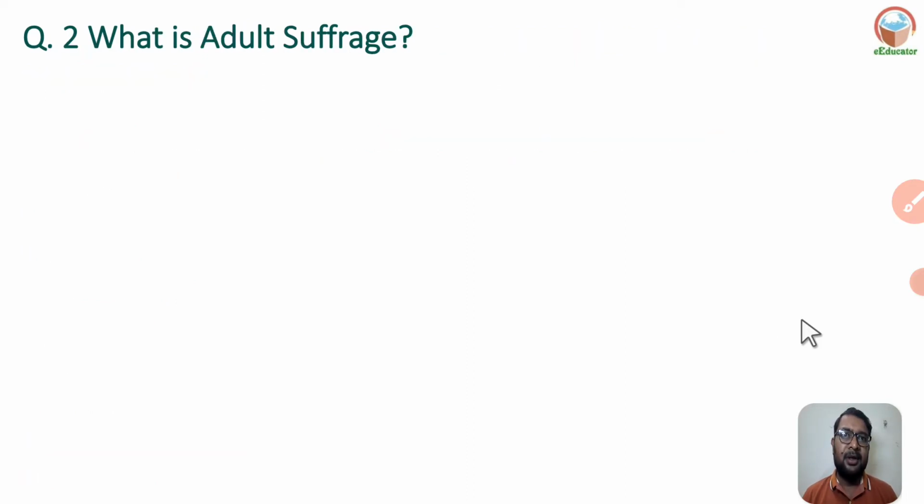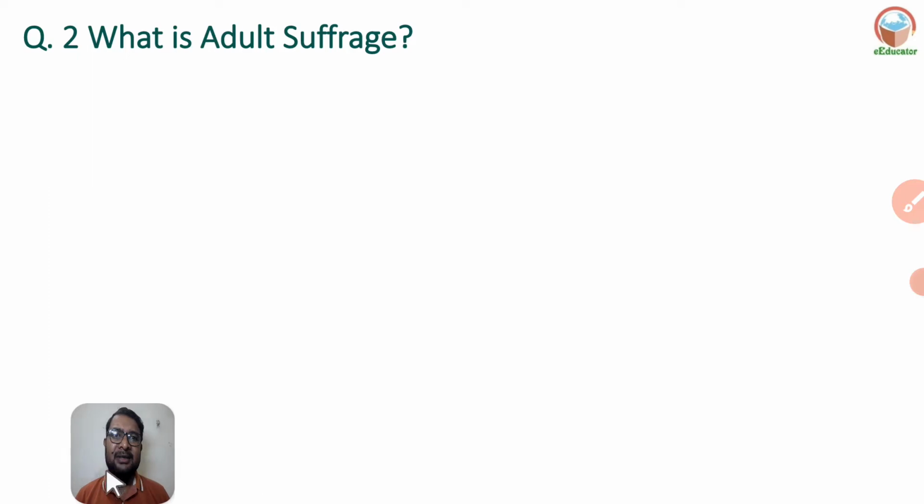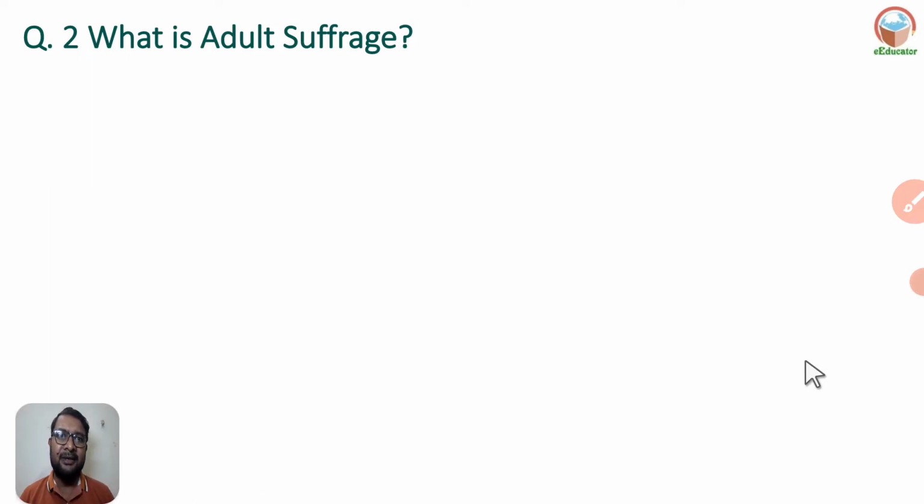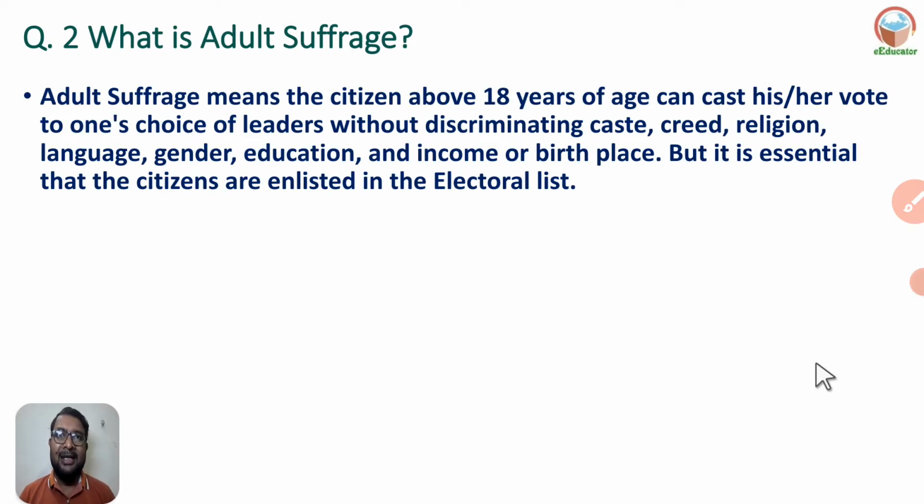Now next number. What is adult suffrage? Look here. Adult suffrage means a citizen above 18 years of age can cast his or her vote for leaders of one's choice without discrimination of caste, creed, religion, language, gender, education, income or birthplace, but it is essential that the citizen is enrolled in the electoral list. Adult suffrage means you can simply call it the right to cast a vote.